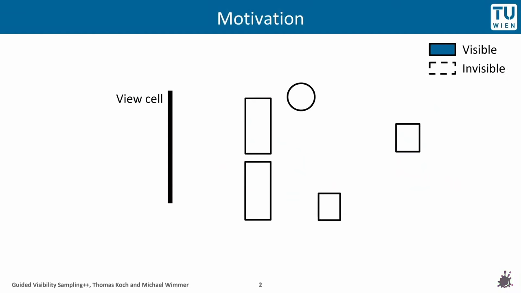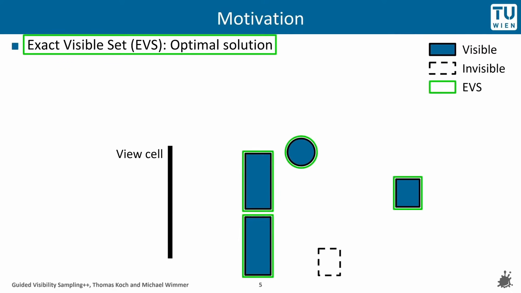We want to solve the following problem. Given a region in space called the view cell, we want to determine the objects that are visible from any point on the view cell. An exact solution is called the exact visible set, EVS for short. This set contains all of the objects that are visible. Practically, however, the EVS is approximated and the result is a potentially visible set, or PVS for short.